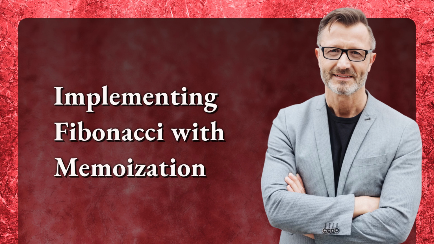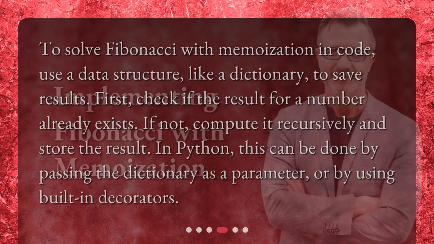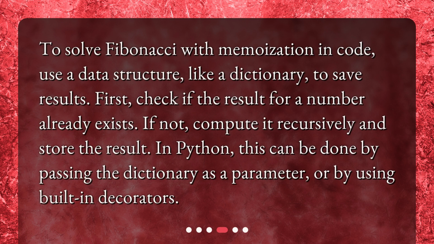Implementing Fibonacci with memoization. To solve Fibonacci with memoization in code, use a data structure like a dictionary to save results. First, check if the result for a number already exists. If not, compute it recursively and store the result. In Python, this can be done by passing the dictionary as a parameter or by using built-in decorators.